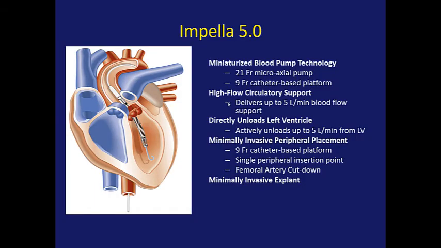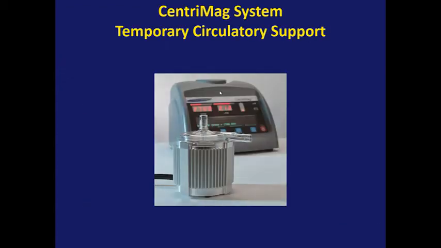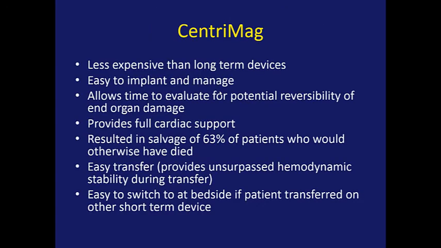We have the Impella 5.0, which will give the patient much more support, 5 liters per minute. It is performed in the OR. They have a cut down, much more support. So we use this for patients who are really not doing well. Tandem Heart, we use it for acute hemodynamic support. This is placed in the cath lab too, is a centrifugal pump. Provides up to about 5 liters of support.